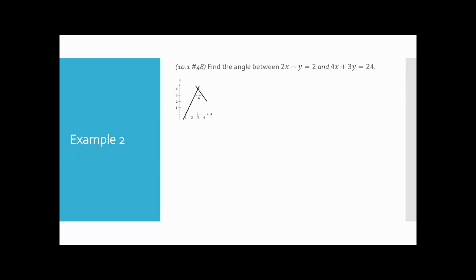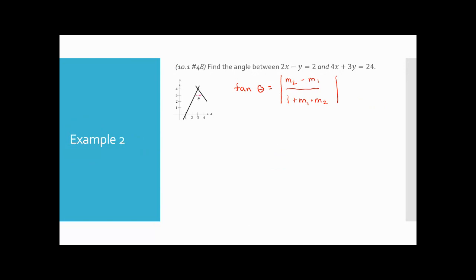So example 2, this is number 48 in 10.1. Find the angle between 2x minus y equals 2 and 4x plus 3y equals 24. So I'm going to rewrite the formula that we're going to be using, the formula with the slopes: tangent of theta equals the absolute value of (m2 minus m1) over (1 plus m1 times m2).